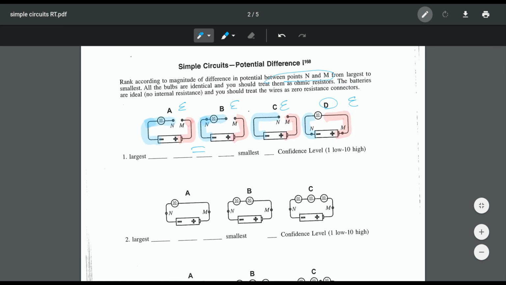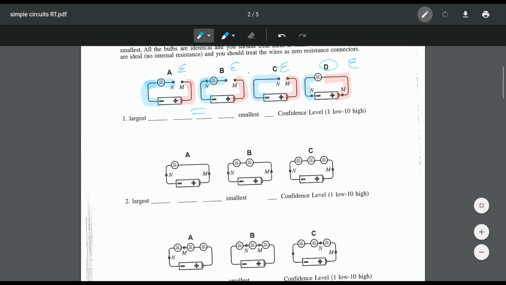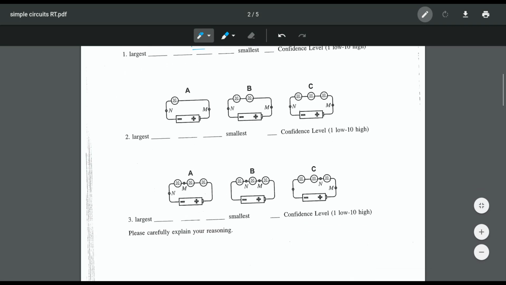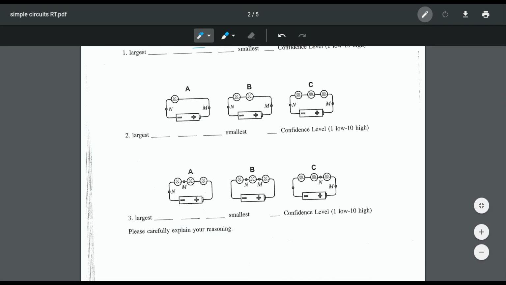In a lot of these ranking tasks, they just ask you to rank, but I would say, get as much as you can out of these by actually expressing the potential difference that you would measure in every case. Call all the resistors R and just call the batteries E, right? And figure that out, because you have the tools to do that.